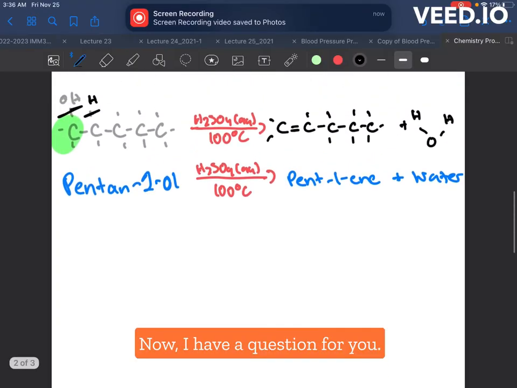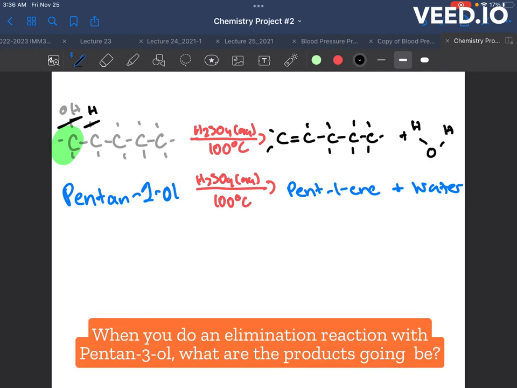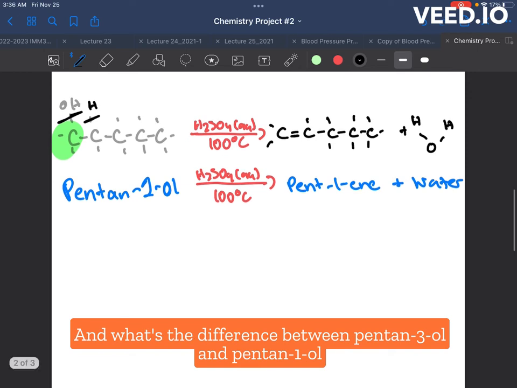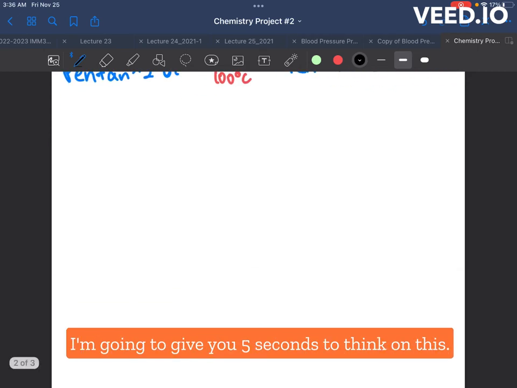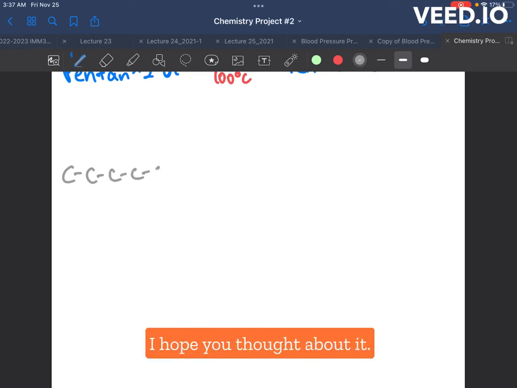Now, I have a question for you. When you do an elimination reaction with pentan-3-ol, what are the products going to be? And what's the difference between pentan-3-ol and pentan-1-ol? I'm going to give you 5 seconds to think on this. Perfect. I hope you've thought about it.